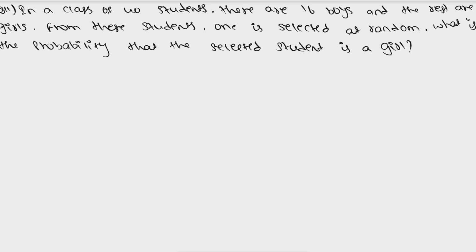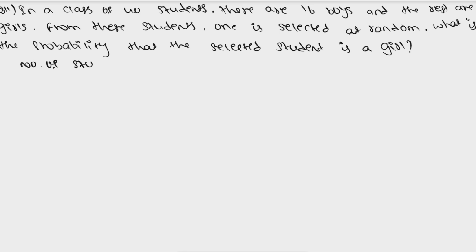So in total we have 40 students. Out of 40, we have 16 boys and the rest are girls. From these 40, one student is selected at random. We need to find the probability that the selected student is a girl.